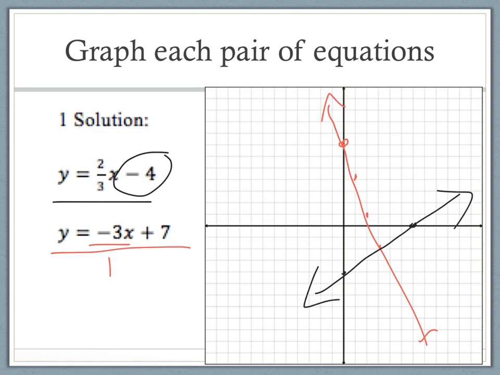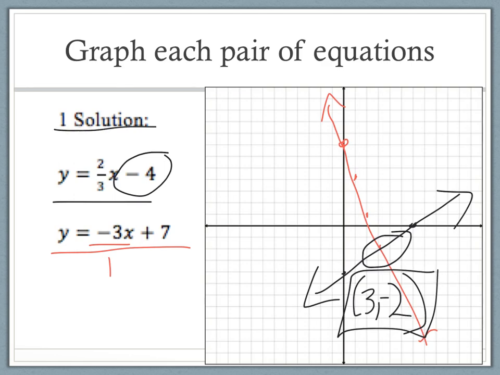I use a couple of points because it's going to help me make sure that I'm getting all the points correct. Now, the solution is the point at which they intersect, or the point that they have in common. So this point is at the point 3, -2. So that is the solution, 3, -2 would be my solution. Since it only crosses once, it has one solution. And that solution is 3, -2.